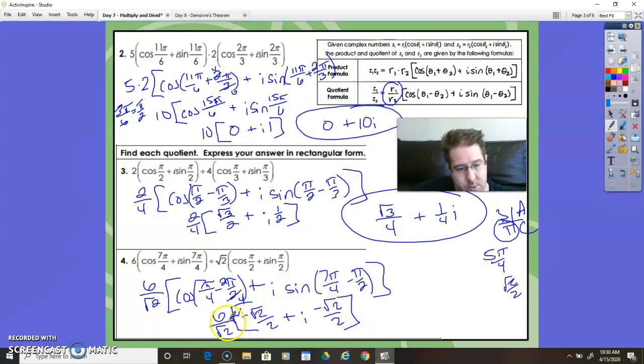Okay, so when I multiply this times this, the square root of 2's are going to cancel, and I'm left with just negative 6 divided by 2, which is negative 3. Okay, that was nice and easy. And it looks like the same thing is going to happen here. Square root of 2 and square root of 2 cancel. I get negative 6 divided by 2, which is negative 3. And negative 3 times i is negative 3i. This actually becomes a really clean answer in the end.